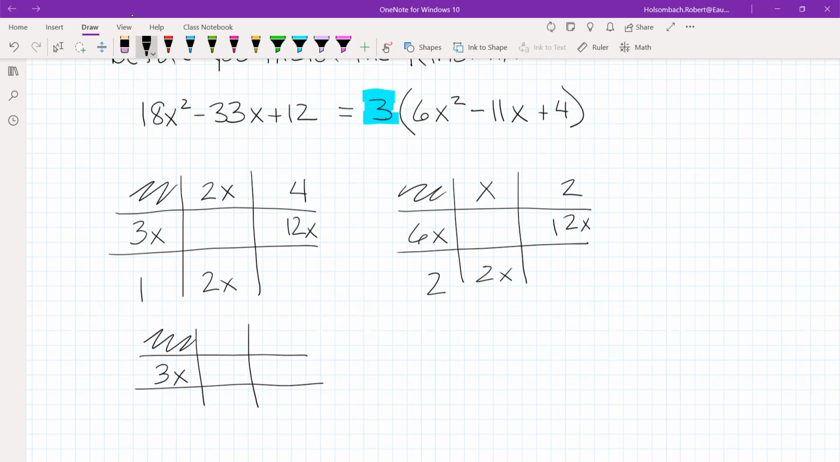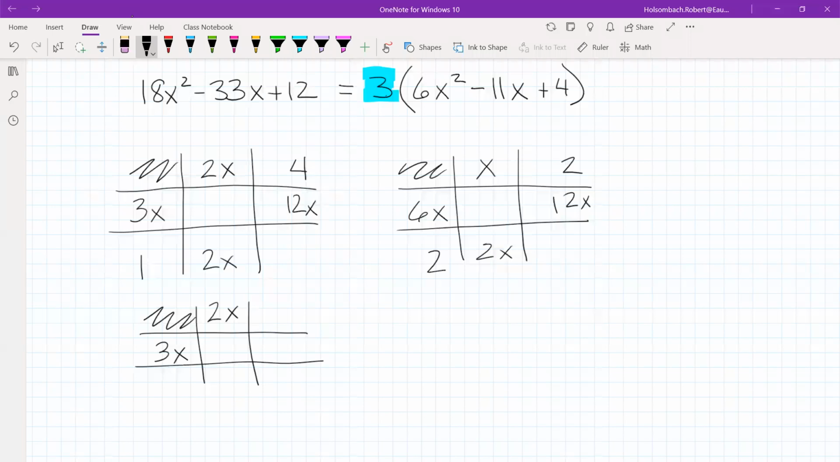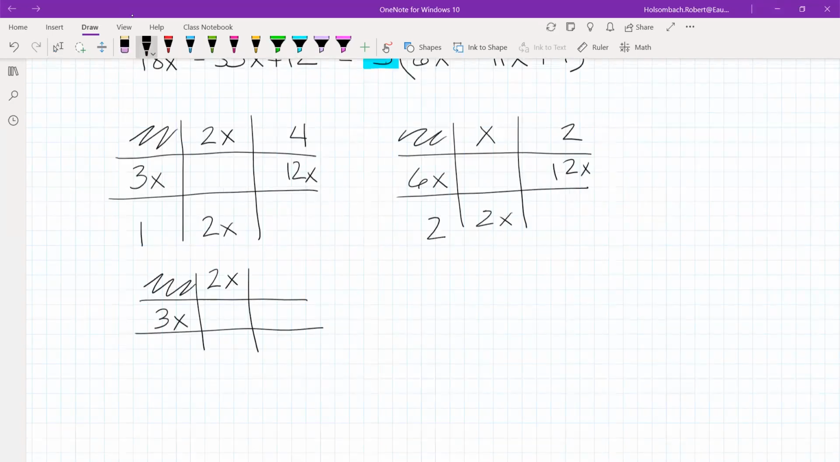With a 3x and a 2x. The 4 and the 1 didn't work. The 2 and the 2 will give me 4x and 6x. That doesn't get me to 11, does it?